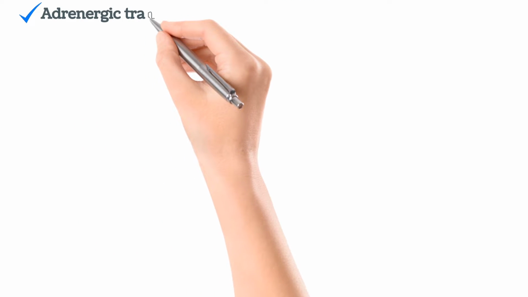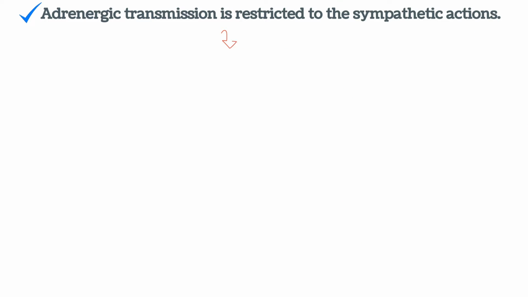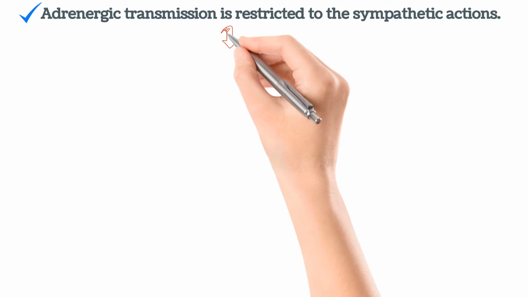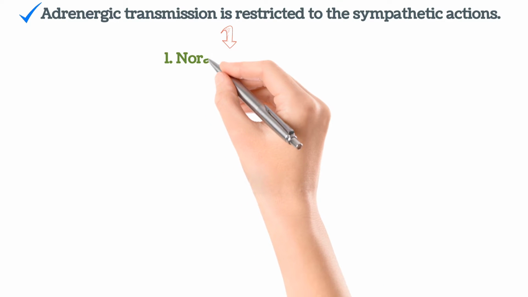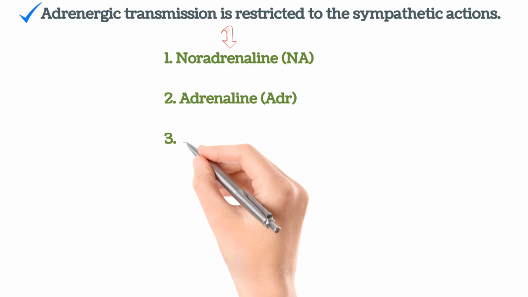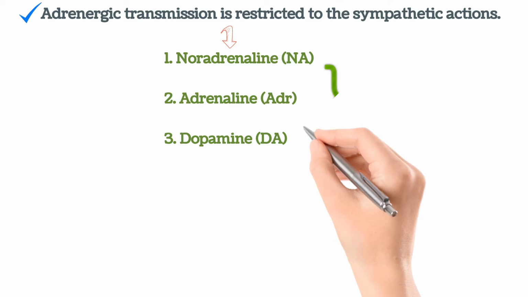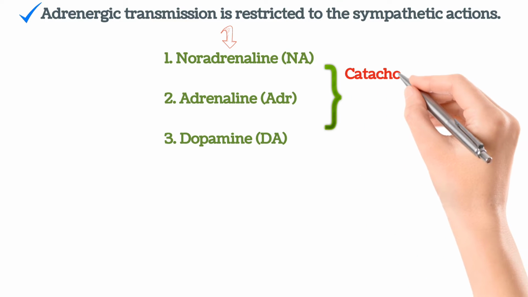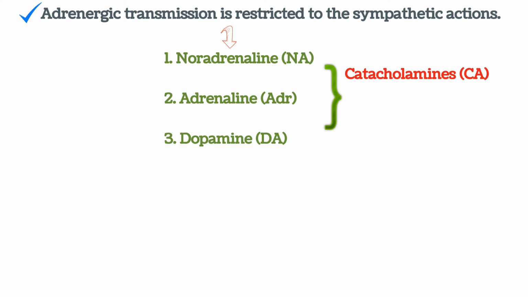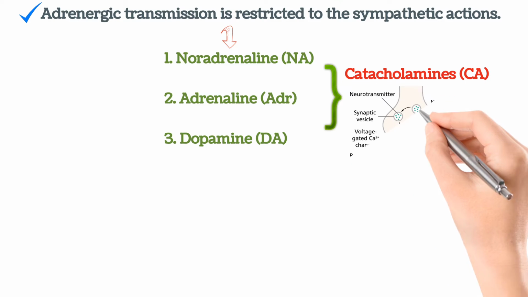Before proceeding further, we must know that adrenergic transmission is restricted to sympathetic action. So whatever action we get through adrenergic transmission of signal will be sympathetic action. There are three types of chemicals involved in this adrenergic pathway. First is noradrenaline, second is adrenaline, third is dopamine, and all three combined are called catecholamines, represented as CA.